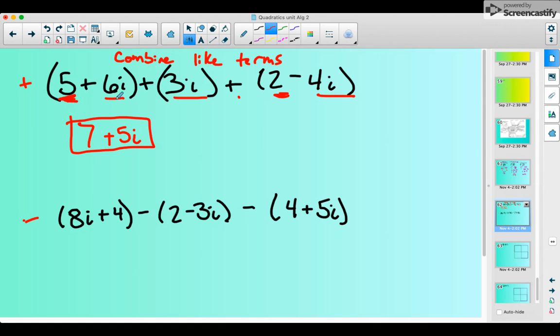Now with negative numbers, you have to be really careful about watching that sign in between. So if I'm looking at my real pieces, I have 4. This negative gets distributed into both pieces, so this would be a -2. And then same thing here, this would be a -4. So I have 4 minus 2 minus 4, which would be negative 2. Then I've got 8i minus negative 3i, which would become a positive 3i, and a negative 5i. So 8 plus 3 minus 5, which would be 6i.